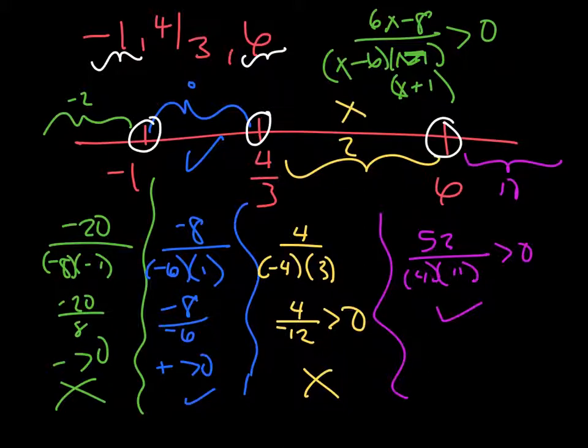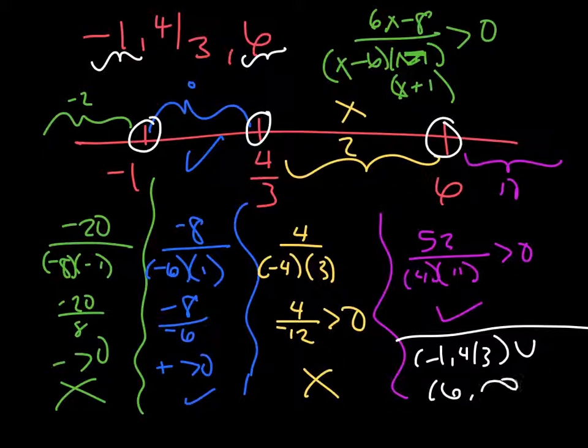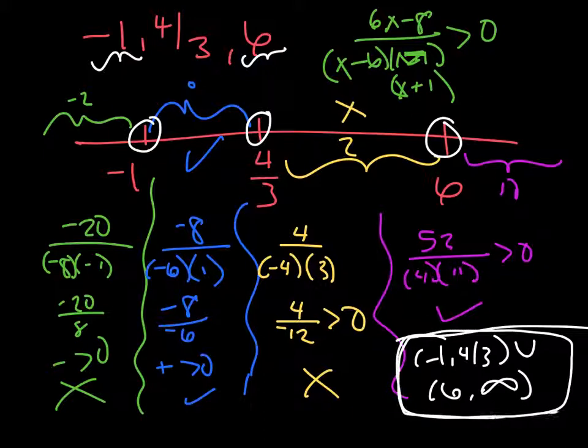So my only solution to this is going to be my -1 to 4/3 and my 6 to infinity. Those are going to be my solutions. Numbers within those domains will satisfy that inequality. And since it's greater than and not greater than or equal to, these should all be parentheses.